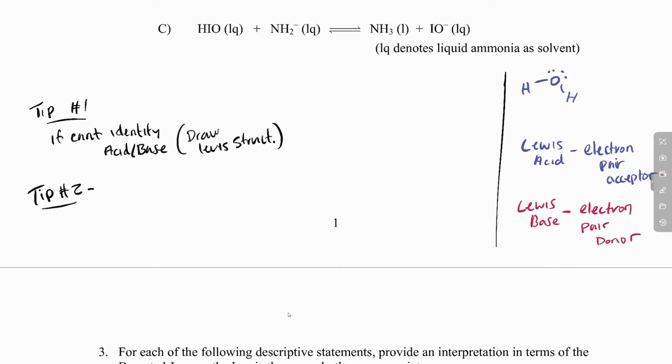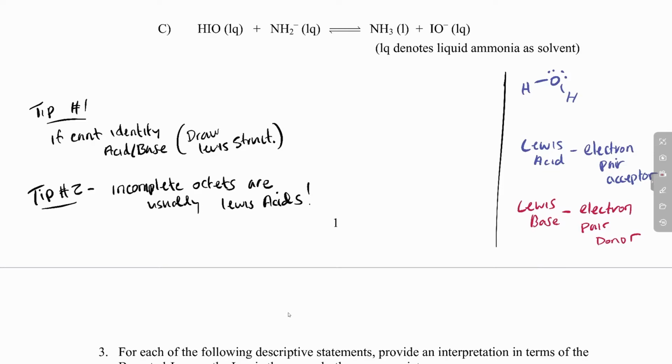We'll say incomplete octets are usually Lewis acids. Okay. Incomplete octets are usually Lewis acids. What do I mean by that?